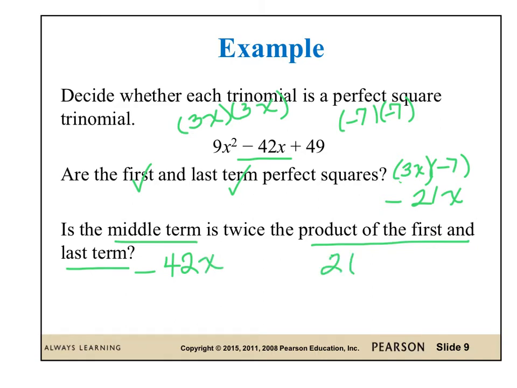And 2 times -21x is -42. So this method, the method of perfect squares, would work to factor 9x squared minus 42x plus 49.